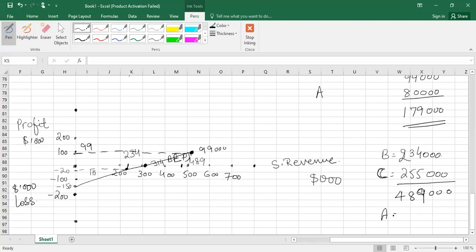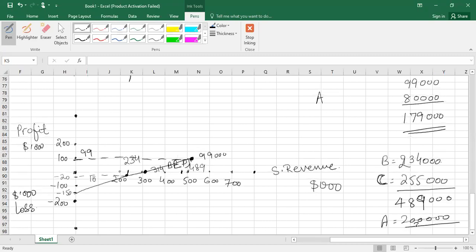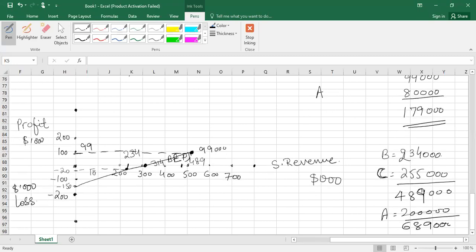Lastly, we have product A, which contributed the revenue of 200,000. That's why we have a total revenue of 689,000. So this is the point almost of 689, and the total profit is 179. Almost this is the profit of 179, in parallel to this revenue of 689.